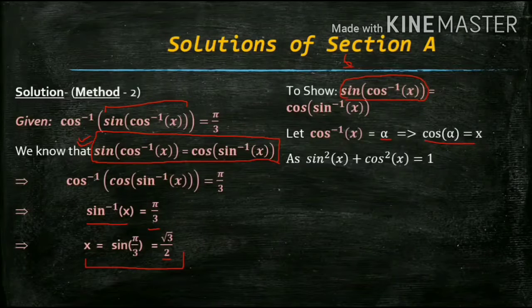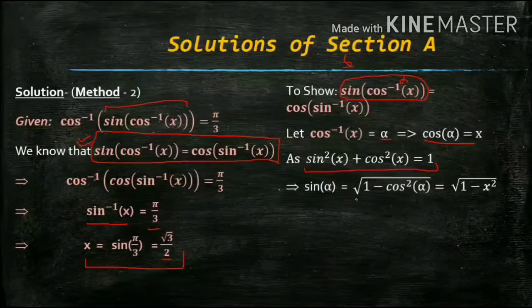Now, to evaluate this, you have to convert alpha in terms of sine inverse. So you have to find the value of sine alpha. Either you can make the triangle, or, as I have told you many times, you can use the property. I am using the trigonometric identity: sine square x plus cos square x equals 1. With this, I can find sine alpha as square root of 1 minus cos square alpha, which is square root of 1 minus x square. So alpha would be sine inverse of square root of 1 minus x square. You have to put sine inverse over here.